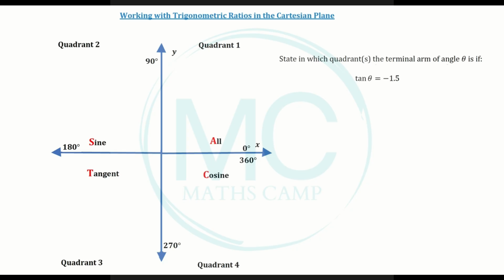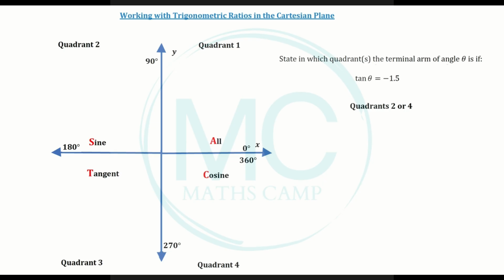All ratios are positive in quadrant 1, so our arm cannot lie here. Sine is the only positive ratio in quadrant 2, which means that tan theta must be negative, so our terminal arm could lie in quadrant 2. From CAST, we know that tan theta is positive in quadrant 3, so it can't be this one. In quadrant 4, cos theta is the only positive ratio, which means that tan theta must be negative in quadrant 4 as well.